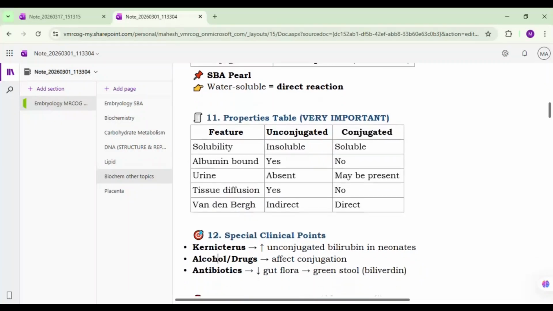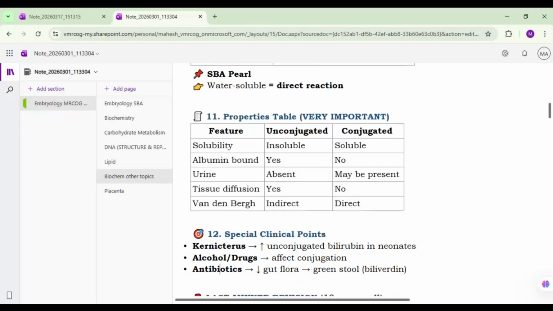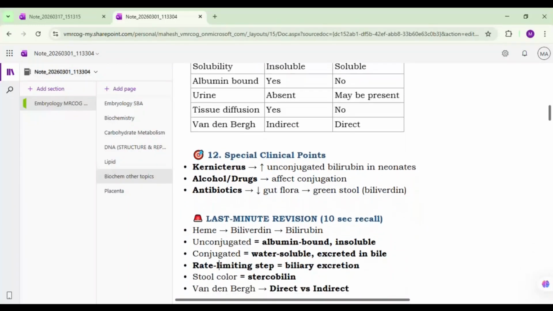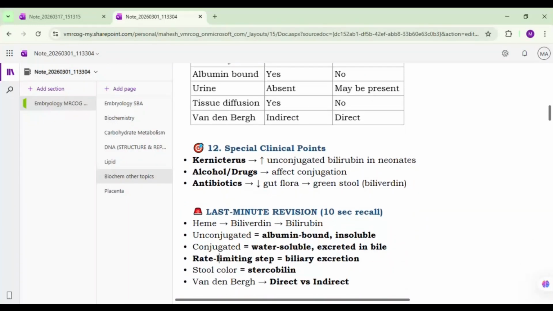Okay, so what are the features of unconjugated and conjugated bilirubin? Unconjugated bilirubin is water insoluble, it is bound to albumin, it is absent in the urine, it can go into the tissues, and van den Bergh is indirectly positive. Conjugated bilirubin is water soluble, it is not bound to albumin, it may be present in the urine, there is no tissue diffusion, but the van den Bergh test is directly positive. Kernicterus is because of increased unconjugated bilirubin in neonates.